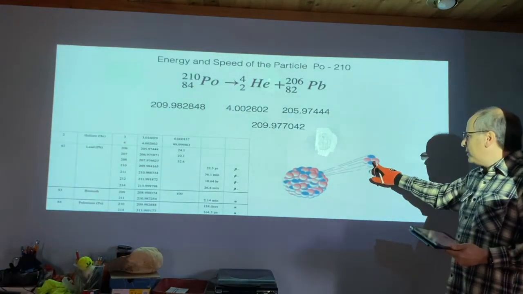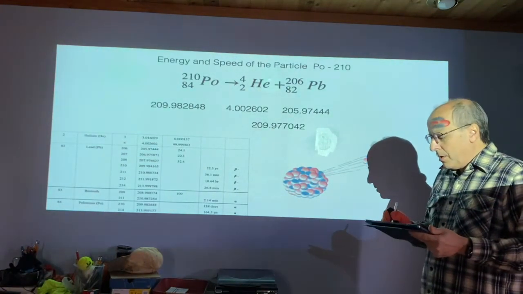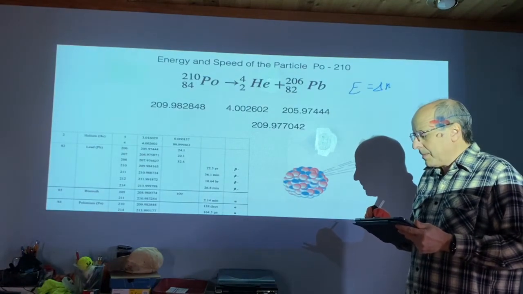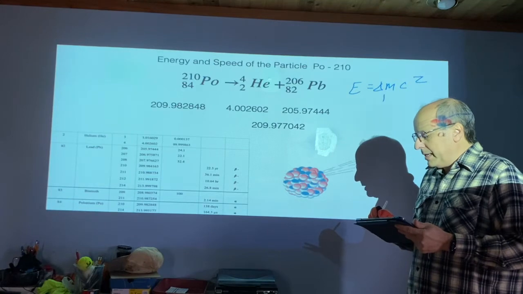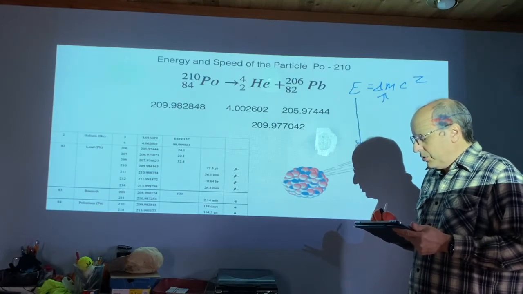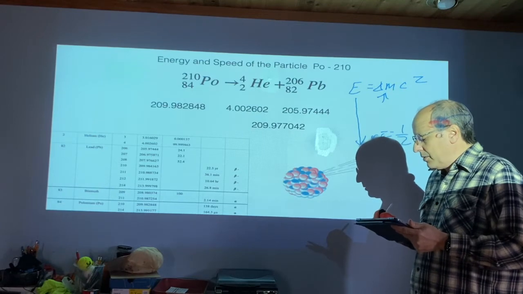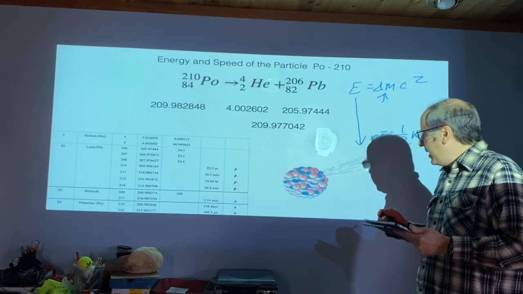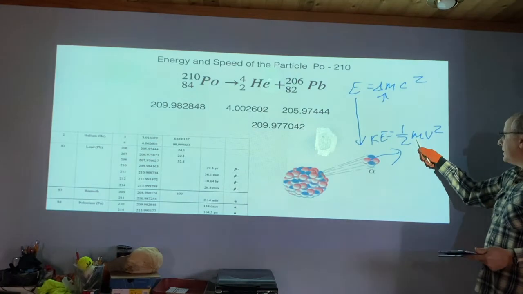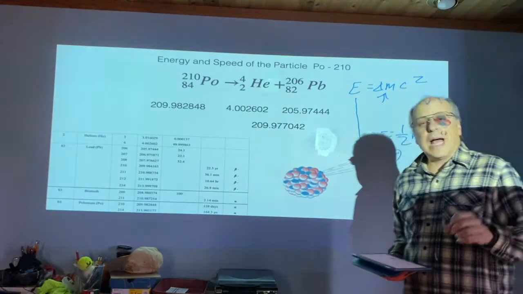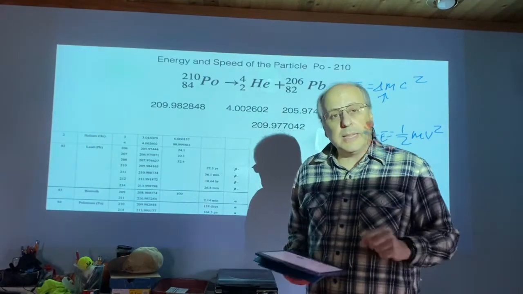If you had to find the speed of the particle, remember you do your E equals mc squared. Make sure you're working in kilograms, your answer's in joules. Put that into kinetic energy, equals 1/2 mv squared. And this is the mass of the alpha particle.